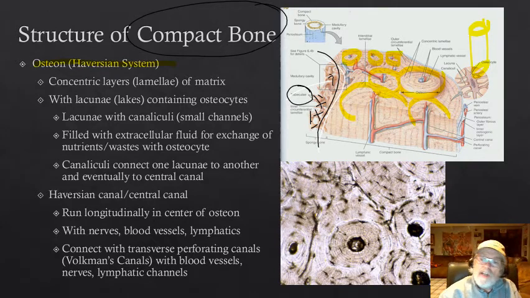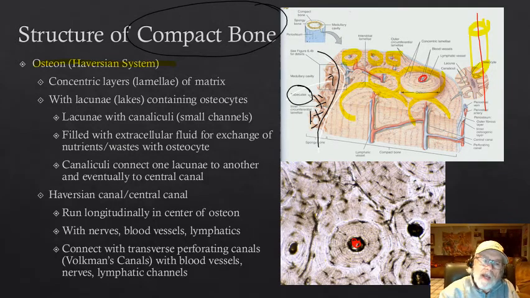If I look down here at the bottom, this area right here is that center canal. That's this little area right there with the artery, the vein, the nerve, lymphatics. That's called the haversian canal or the central canal that goes right down the middle of that osteon. It goes right down the middle of it, okay?